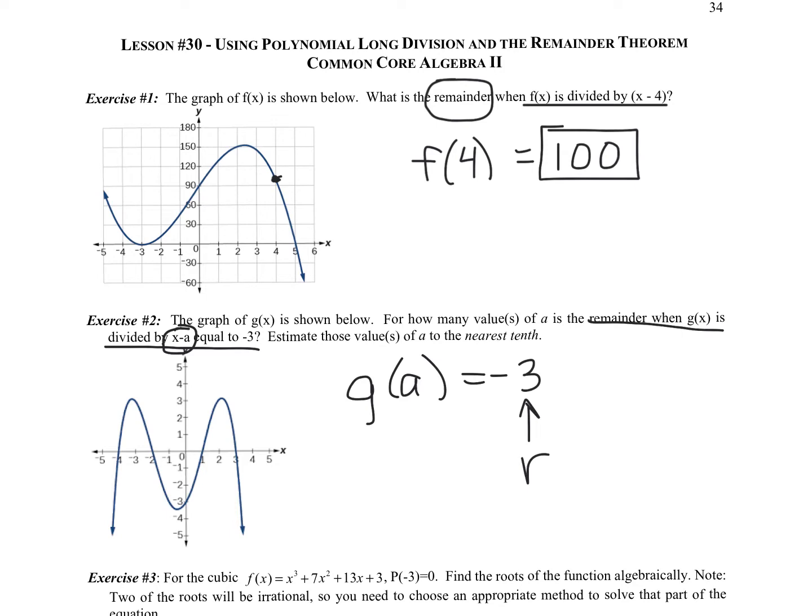So I'm going to go on my graph across, and it just asks me how many times. So there are 4 different spots on my graph, 1, 2, 3, 4, where this would be true. Basically, there's 4 values of a where the remainder, when we divide by x minus a, would be negative 3. So that's 4 times. And then they want me to estimate those values of a. Now this is another one where we're really estimating. So I don't know, this one looks like it's a little to the left of negative 4. The first one, so let's say it's like negative 4.2.